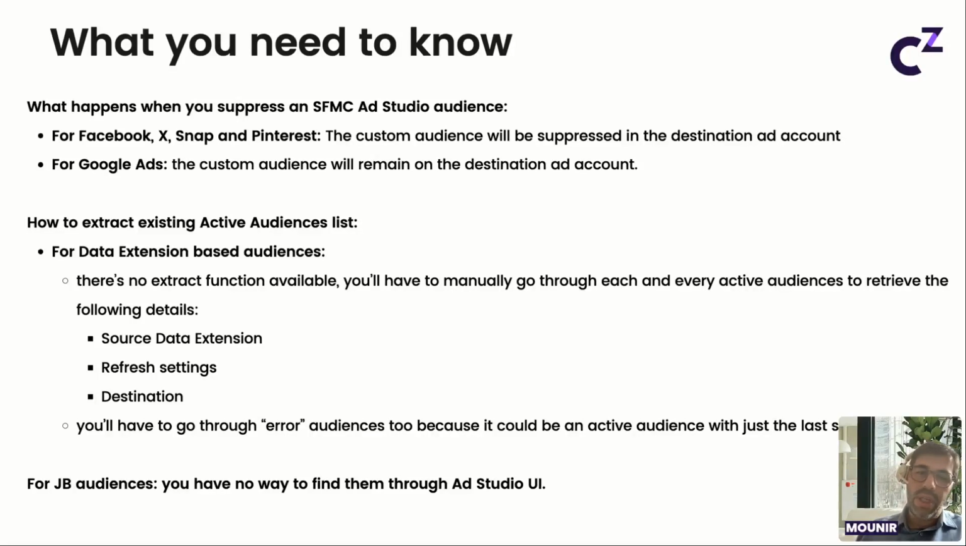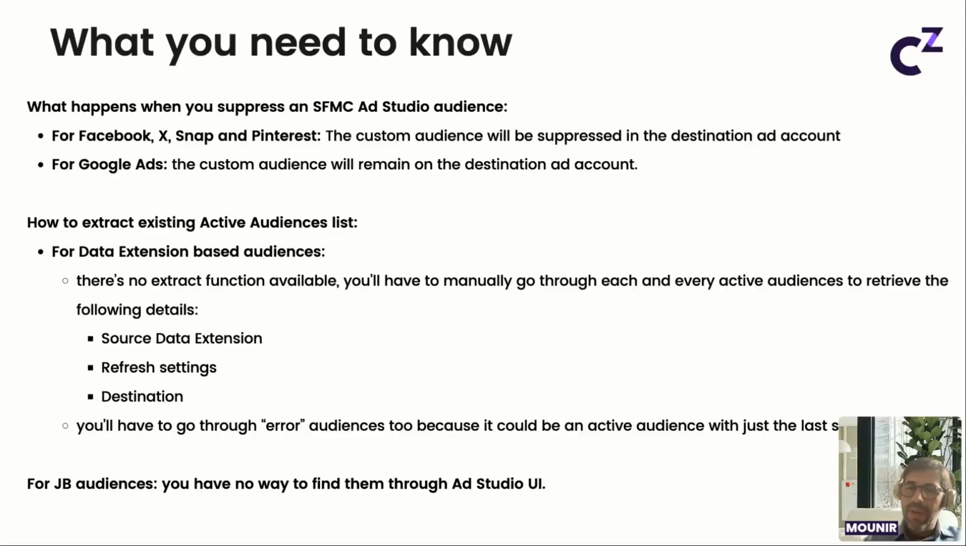And you also have to go through the error audiences because sometimes you have an active audience that was just in error for the last refresh, but it's still used by the business. So you'll have to do this manually. The UI is quite slow, so it's not something that you can do quickly, and that's just for the list of audiences. Once you have the list of audiences, you'll also have to retrieve other data that I'm talking about just after.